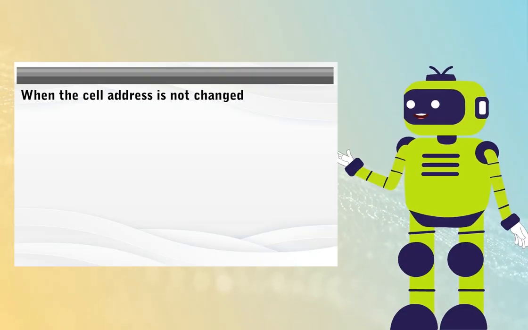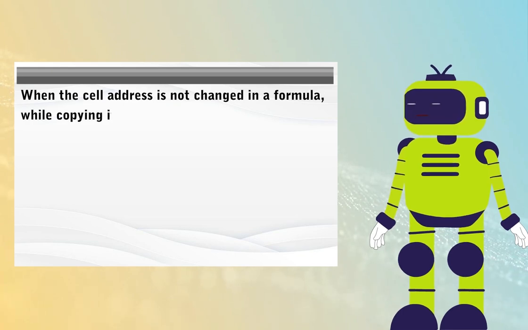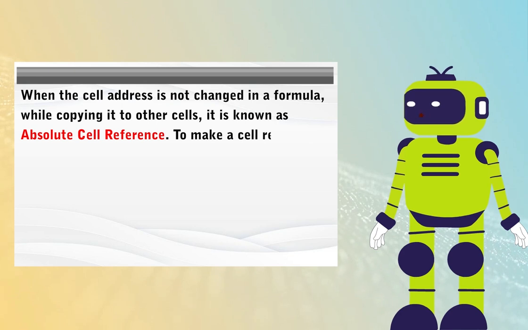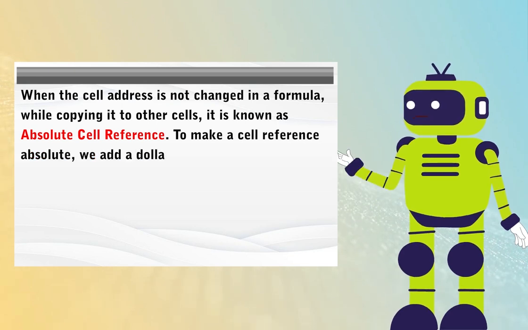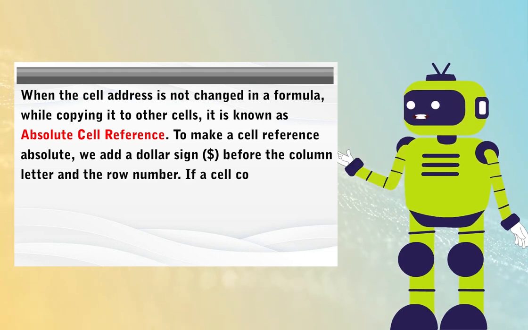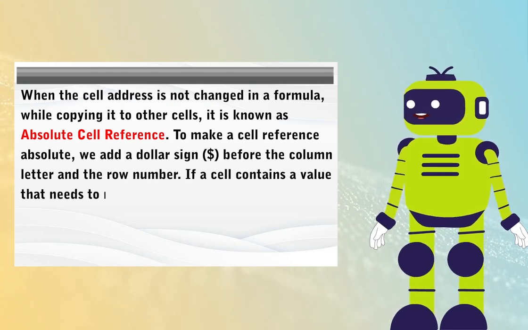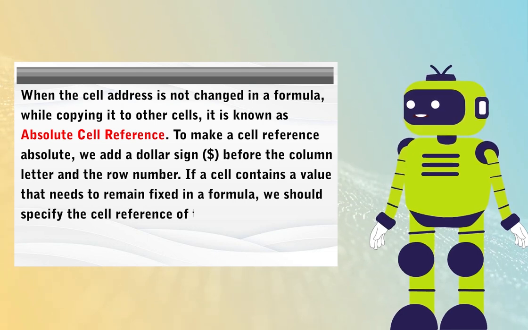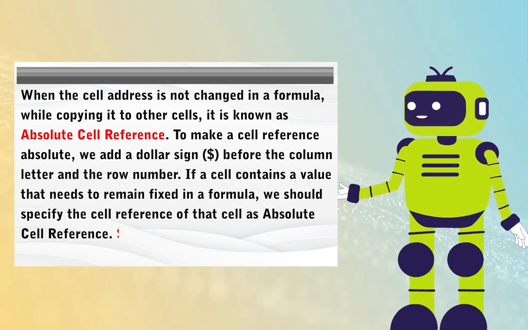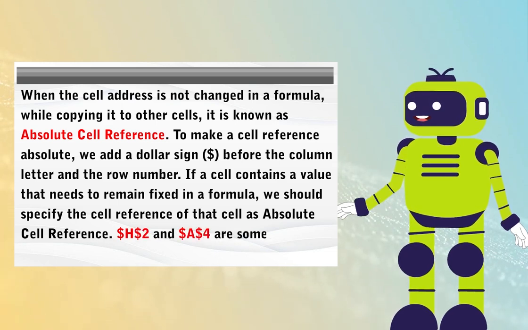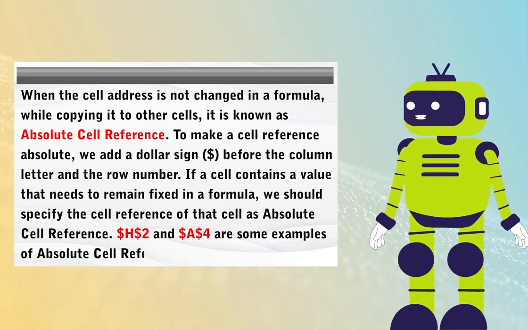Absolute cell reference. When the cell address is not changed in a formula while copying it to other cells, it is known as absolute cell reference. To make a cell reference absolute, we add a $ sign before the column letter and the row number. If a cell contains a value that needs to remain fixed in a formula, we should specify the cell reference of that cell as absolute cell reference. $H$2 and $A$4 are some examples of absolute cell references.